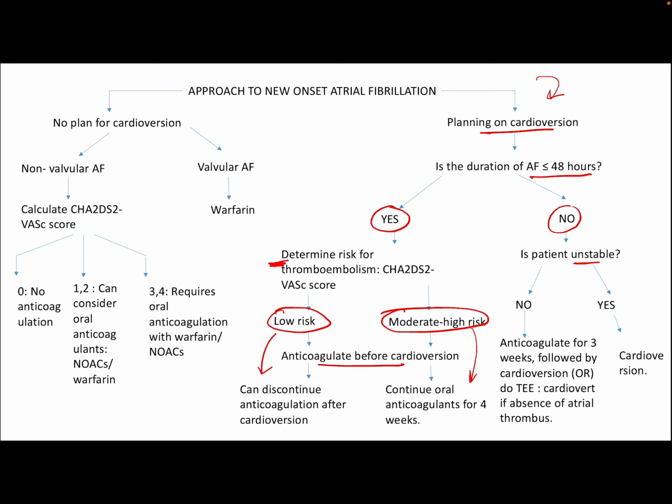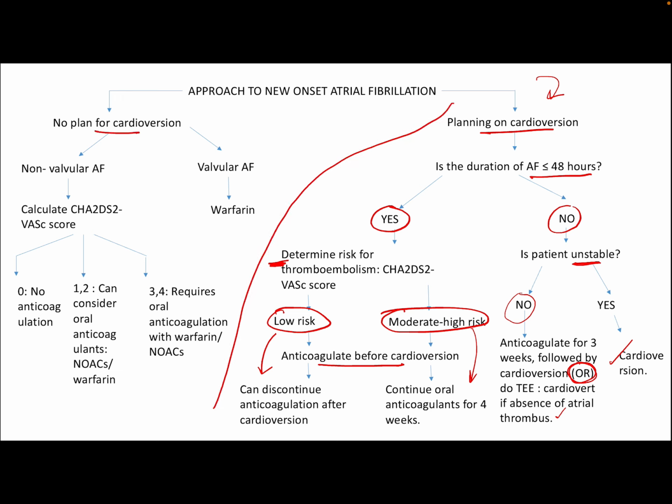There we check if the patient is unstable. If they are, then definitely immediate cardioversion. But if they're not unstable, what we do is we anticoagulate for 3 weeks followed by cardioversion. Or the other option is, at that time itself, you'll do a transesophageal echo. If the echo shows no atrial thrombus, then we can go ahead and cardiovert them. So this is the right hand side of this chart.